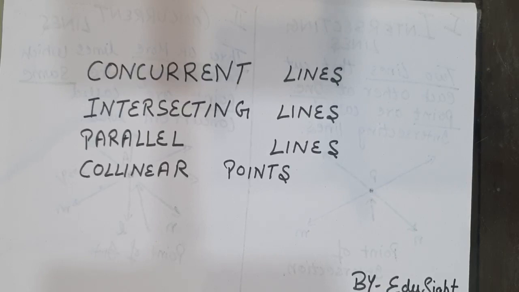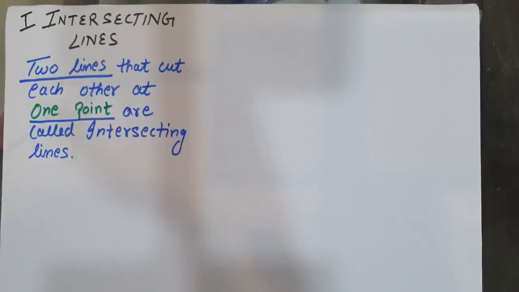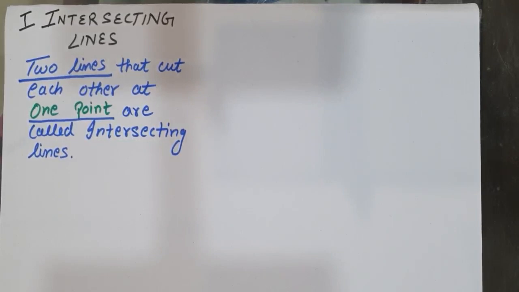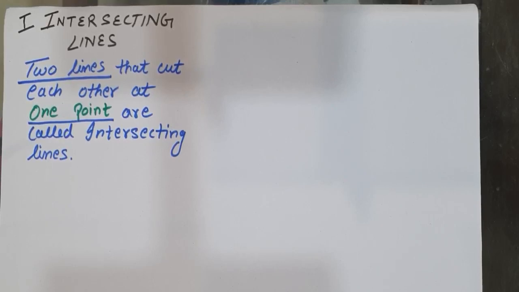In the last video, we have learned about the ray, line, line segment and point. And in today's lecture, we are going to learn about the continuing topics, that is concurrent lines, intersecting lines, parallel lines and collinear points. Let us start with the first topic, that is intersecting lines. Here I have written the definition for you. Two lines that cut each other at one point are called intersecting lines.